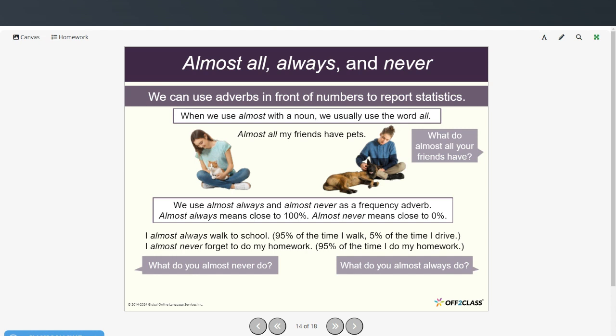I almost always walk to school. 95% of the time I walk, 5% of the time I drive. I almost never forget to do my homework. 95% of the time I do my homework. And so you can make some sentences to answer these questions. What do you almost never do? And what do you almost always do?